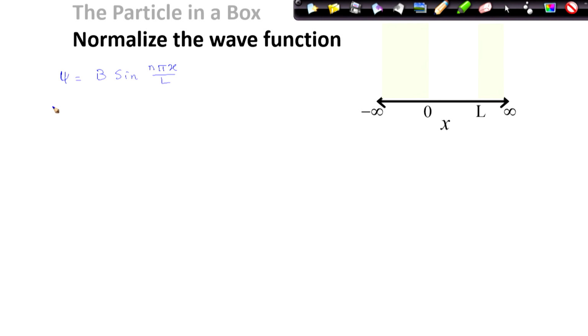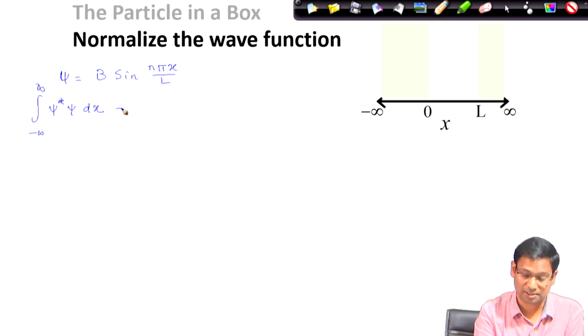When we want to normalize the wave function, we say that the integral of psi star psi dx, with x going from minus infinity to plus infinity, should become 1. Psi star psi is the probability density at any point, and psi star psi dx is the probability within an interval dx. When we integrate from minus infinity to plus infinity, we are calculating the probability in the entire range.